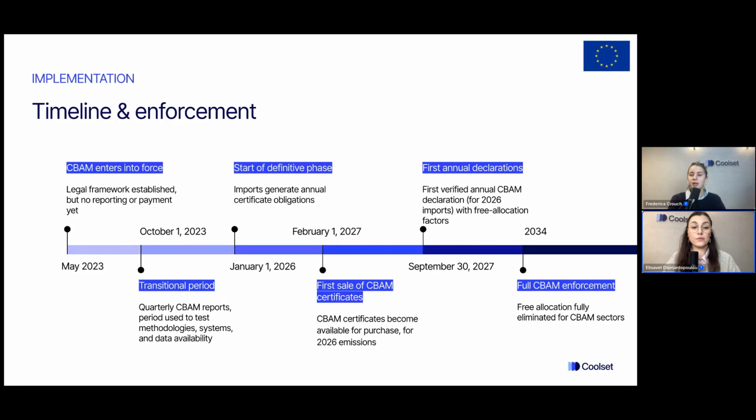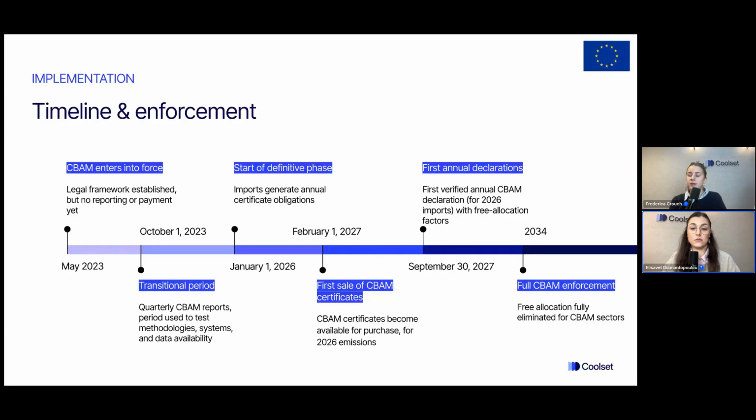But from January the 1st, so a couple of weeks ago, the definitive phase began, and this is where CBAM came into action financially. So now the carbon cost obligation is there. And by September 2027, this is when the first annual reports are required. So throughout 2026, you should be tracking and monitoring and getting that data from your suppliers, which we'll go on to later. But the first annual declarations aren't required until 2027.